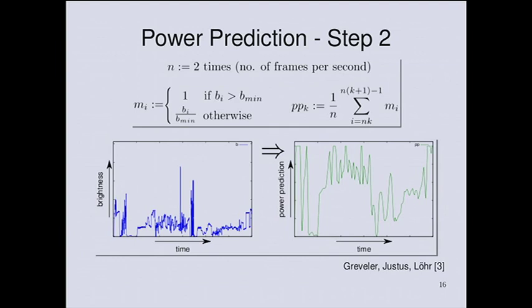For the power prediction, we analyze film chunks, maybe 5 minutes we've used in this context. First of all, you see on the left side, the blue graph is the brightness of the frames. We interpret.